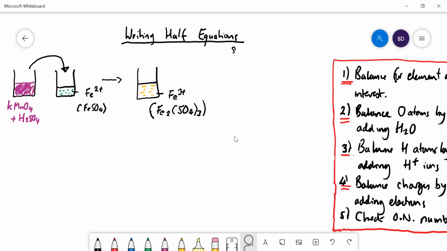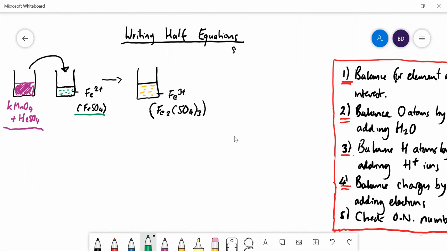We've got some nice purple potassium permanganate here. Very dark purple, and potassium manganate 7 is the proper name. That gives you a clue: the oxidation number of manganese is plus 7. And that's acidified with sulfuric acid. Now here we've got a nice delicate green solution of iron 2 sulfate. So it's the Fe2 plus ions which give it the green color. The sulfate ions are spectator ions. They're not going to do anything.